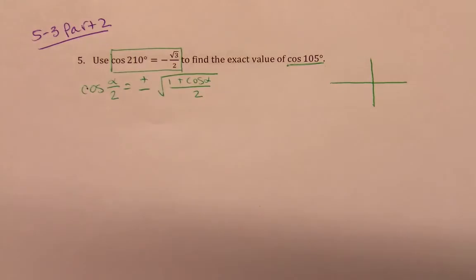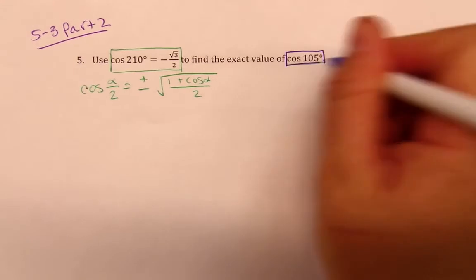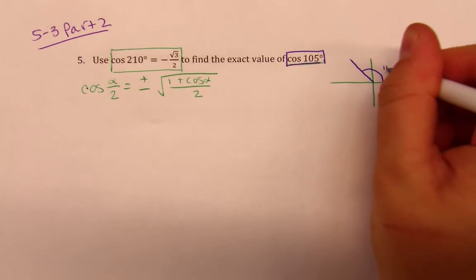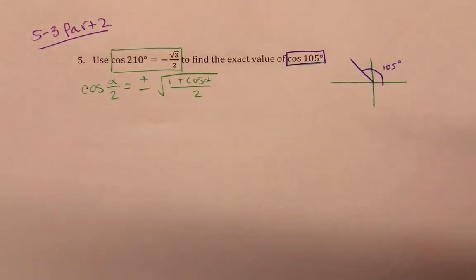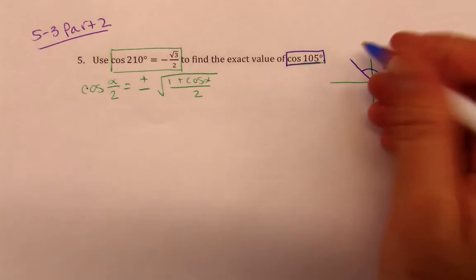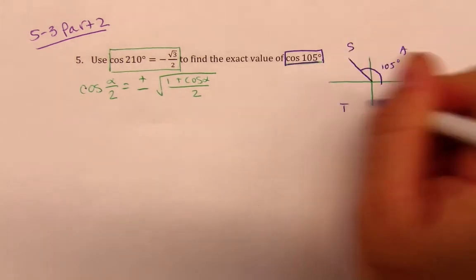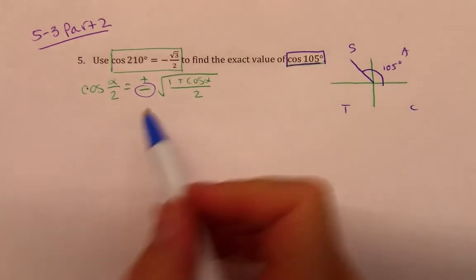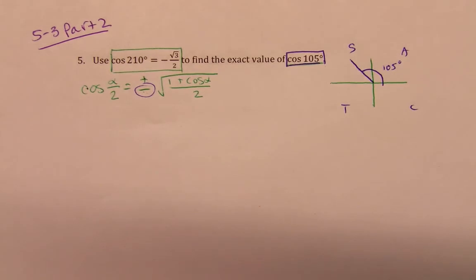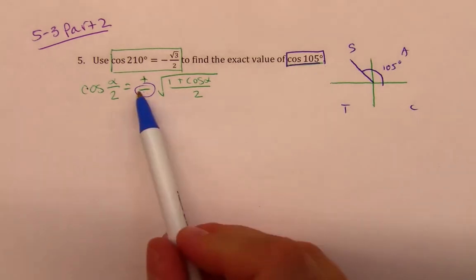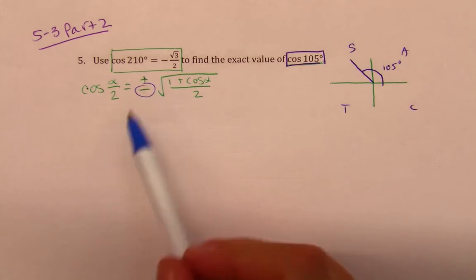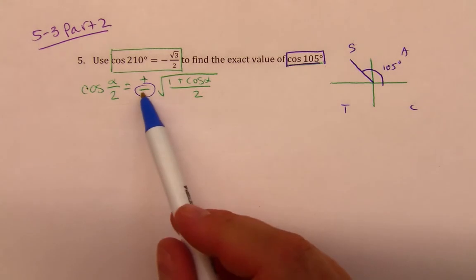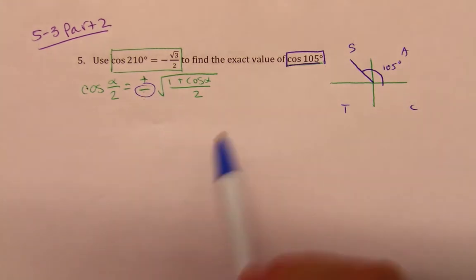So this angle, cosine of 105, is in quadrant 2. Okay, so this is 105. Now, if it's in quadrant 2, using All Students Take Calculus, cosine is negative here. So we're going to choose our negative answer. This does not mean you have two answers. That's the biggest mistake I see students make with this formula, is they think that this plus or minus sign means you have two answers. You don't have two answers for cosine of an angle. You have one answer, and it's negative. That's what we're deciding here.